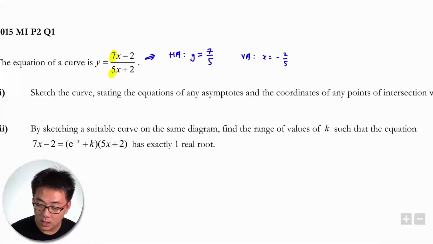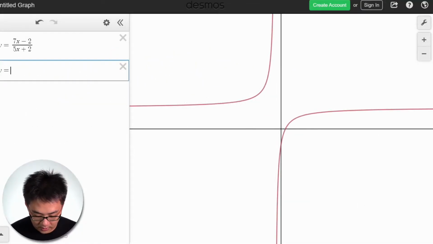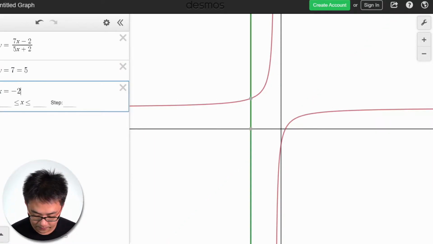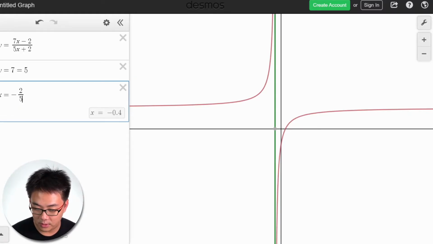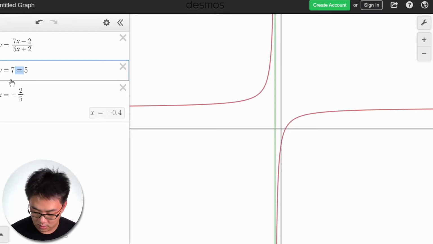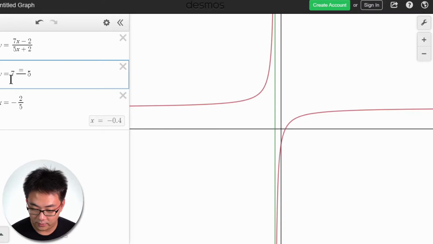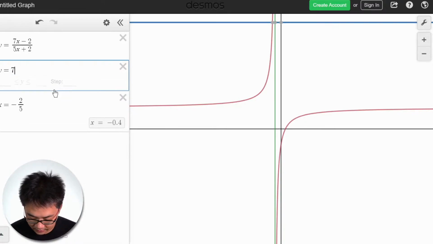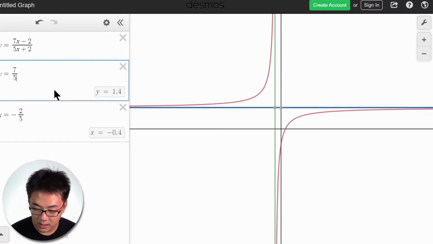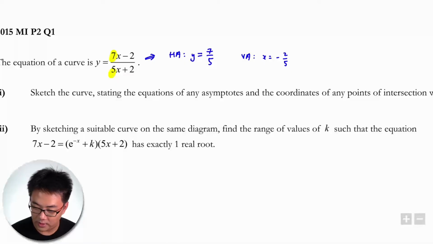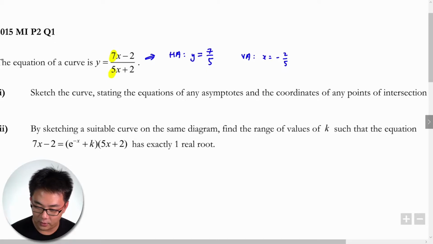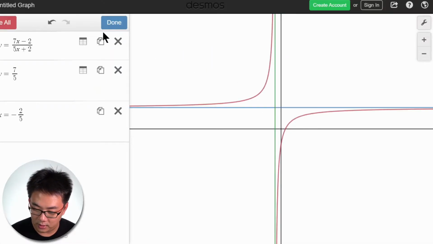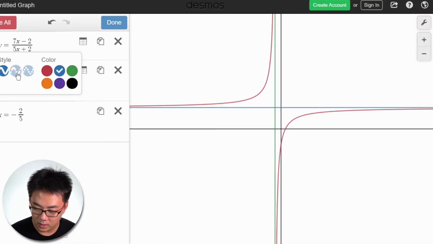What you will get here is similar to what you will get from your GC. So what I'm going to do is key in 7 over 5, and the root will be x equals minus 2 over 5. Okay, so that's pretty much about it. 7 over 5. Okay, so this is it. I got the best graph that I could ever ask for. I'm just going to change this to a dotted line.